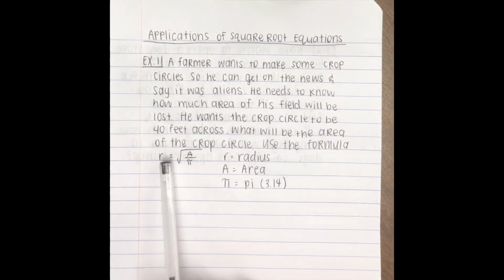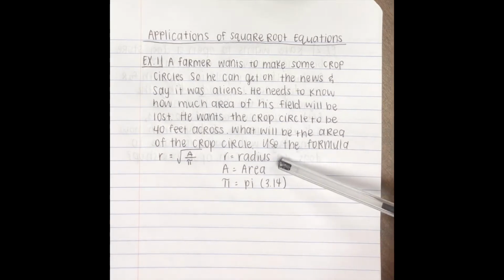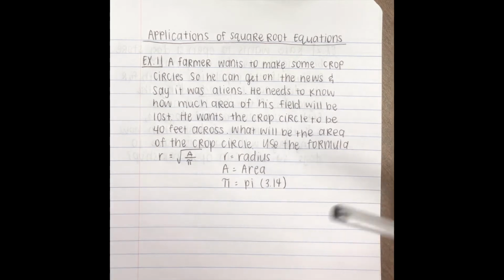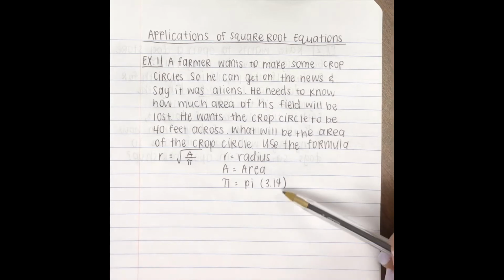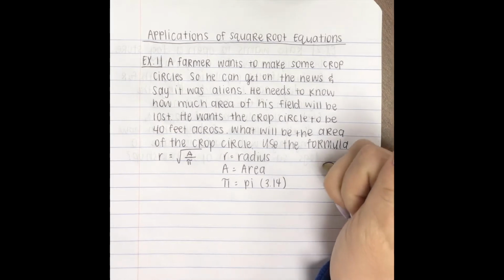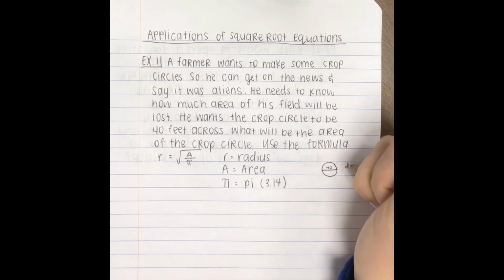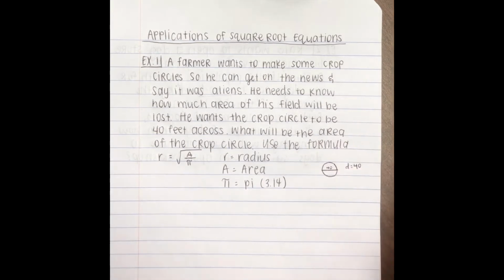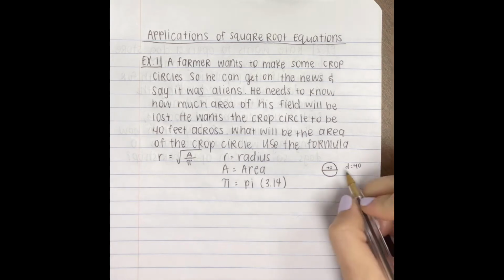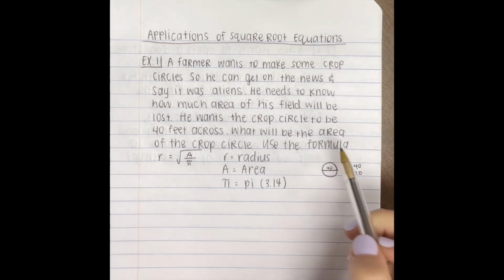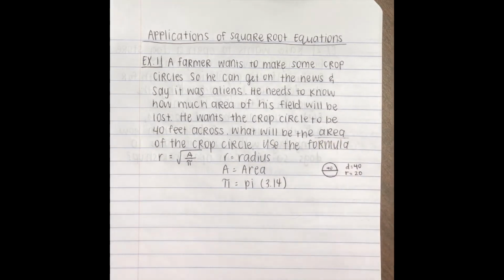Use the formula r equals the square root of A divided by pi. So r represents radius, capital A is your area, and pi is approximately 3.14. Let's pretend this is our crop circle. If it is 40 feet across, that is your diameter, the full distance across. So if our diameter is 40, our radius is half, which is 20. We want to know what will be the area.